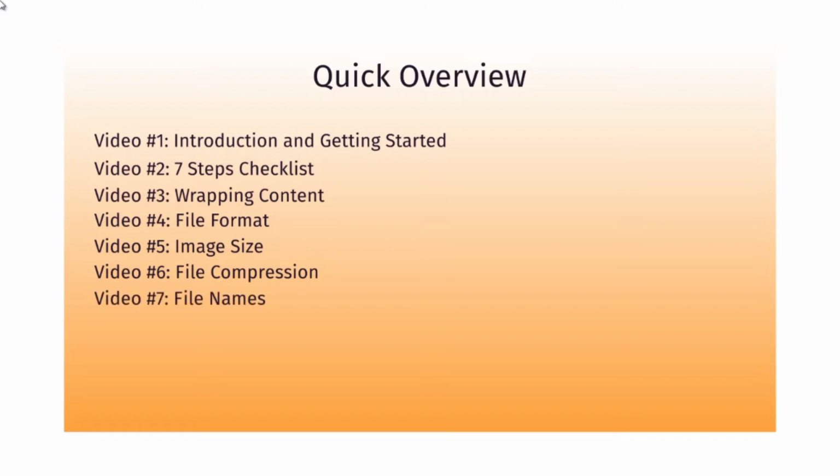Video number 7, we'll talk about file names and why that's important. Video number 8, we'll talk about alt tags, which appear in the source code of your website, and that also tells Google what your image is all about. There are a lot of different variables here, and a lot of times most people just focus simply on video 8, the alt tag. As you can see, it's much more than that.